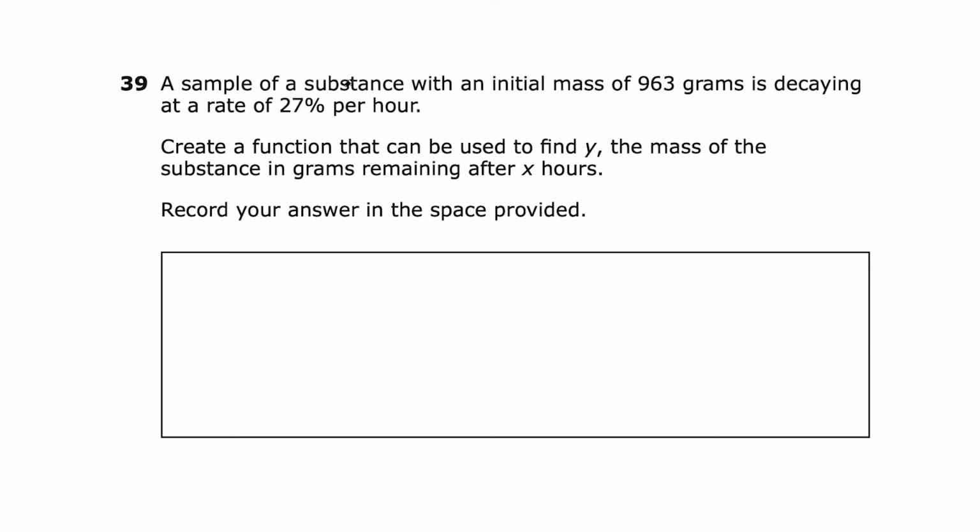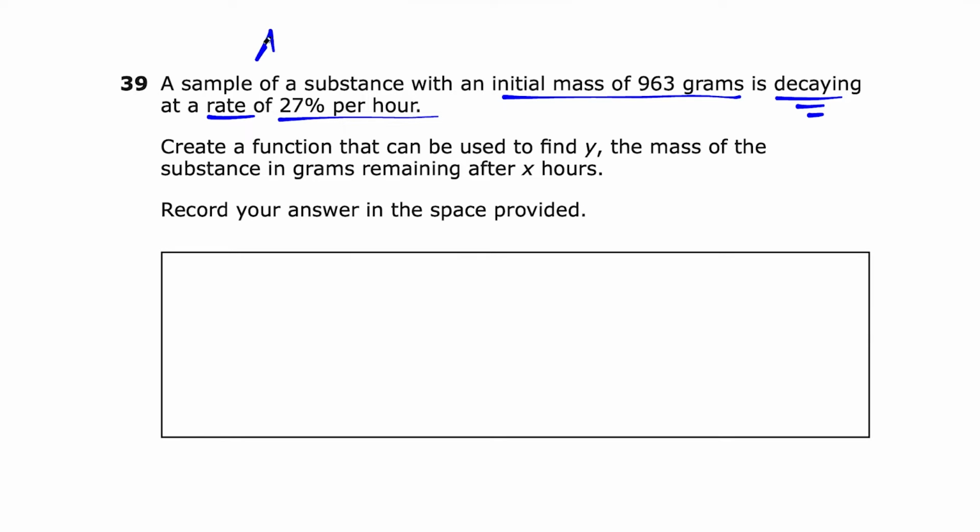Question 39, we have a sample of a substance with an initial mass of 963 grams that's decaying at a rate of 27% per hour. So we just have to make note here that the substance is decaying. And what we have to do is create a function that can be used to find y, the mass of the substance in grams, remaining after x hours.